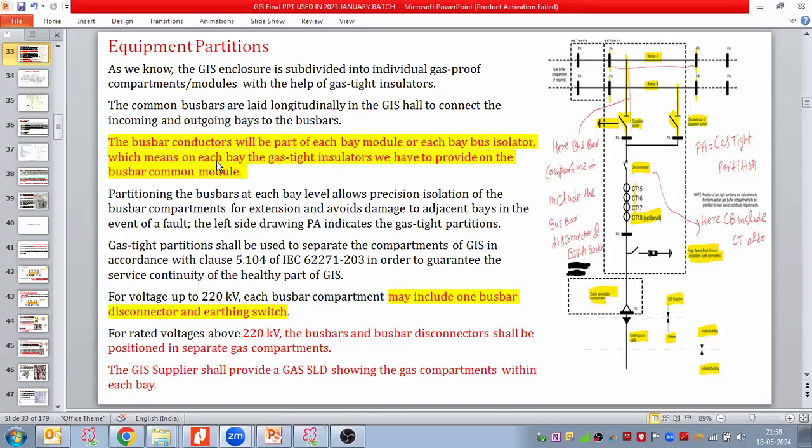So the bus bar conductors will be part of each bay module or each bay bus isolator, which means on each bay, the gas tight insulators we have to provide, or the GIS manufacturer has to provide, and the bus bar common module. Partitioning the bus bar at each bay level allows precision isolation of the bus bar compartment.